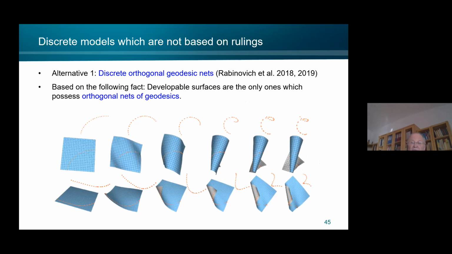And Rabinovich et al. now discretize a developable surface by the existence of an orthogonal net of geodesics. It is relatively easy to show that a developable surface is characterized by the existence of orthogonal nets of geodesics only. In one direction, if you have a developable surface, it's trivial because you can unfold it into the plane, put rectangular grids there and map back. In the other direction, it follows, for example, immediately from the Gauss-Bonnet theorem.